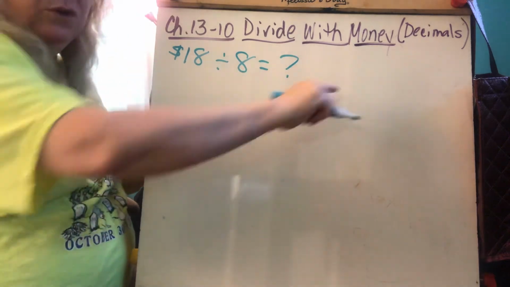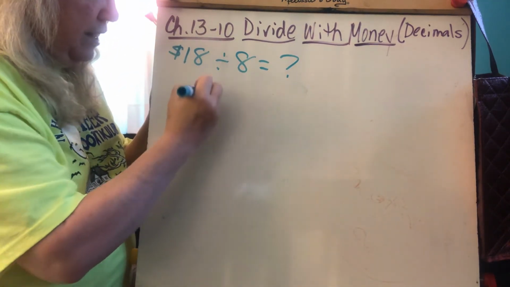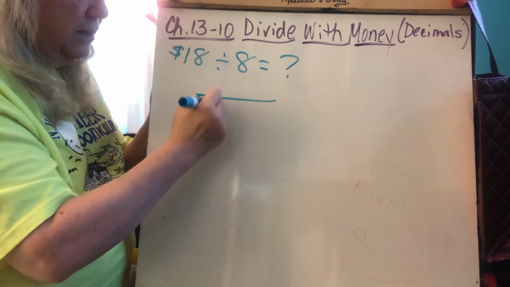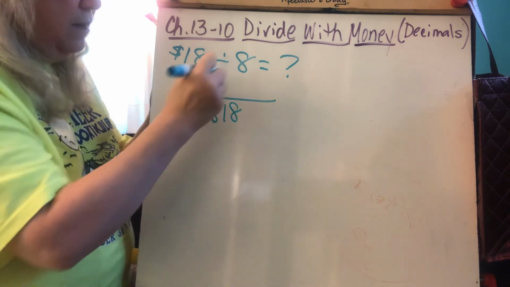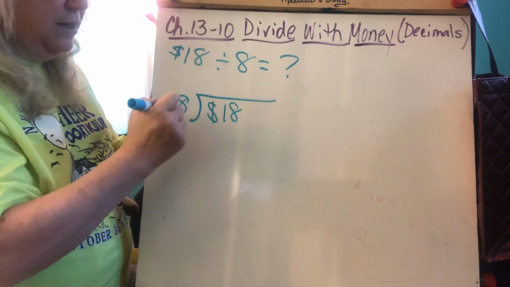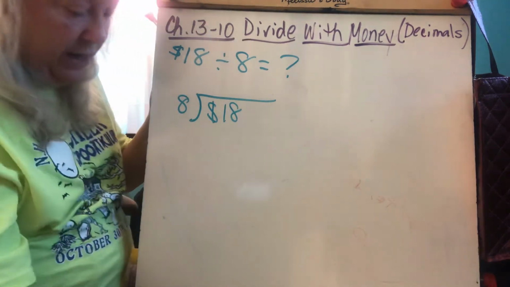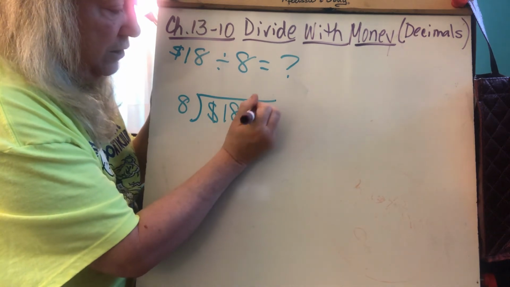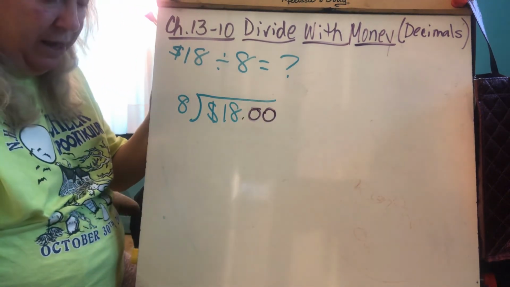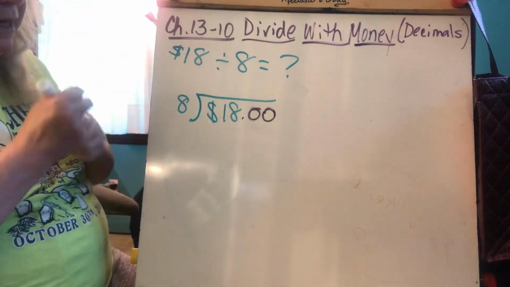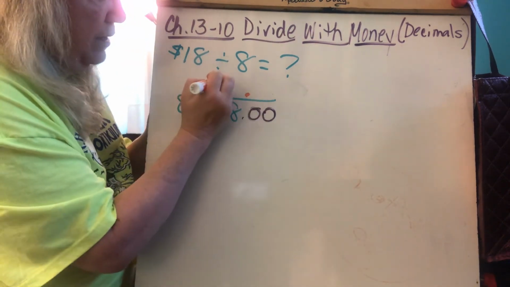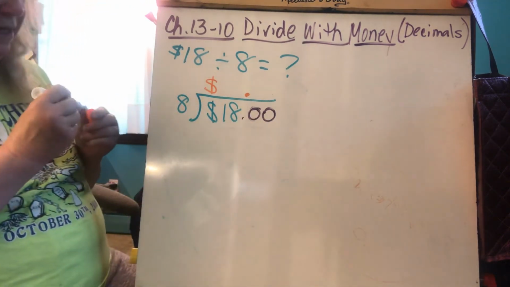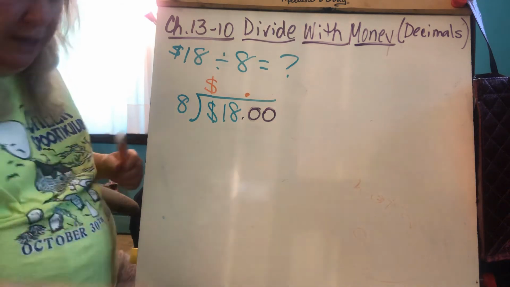That's hot dog style. You have to rewrite it hamburger style, leaving yourself some room. So my dividend goes underneath. My divisor goes outside. And I already know that I have to add my 2 zeros to my dividend. And then I'm going to put my decimal point and my dollar sign in my quotient above where they are in my dividend. Now I can do the standard.